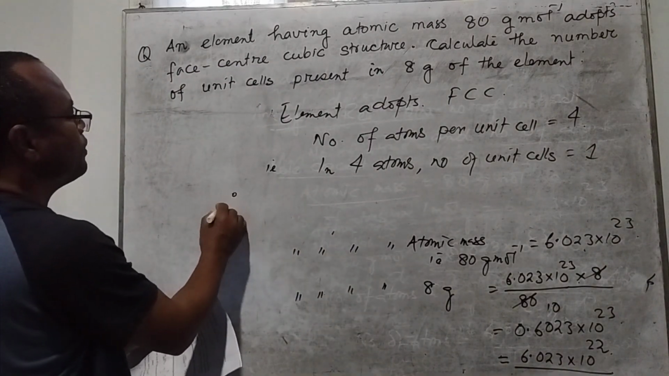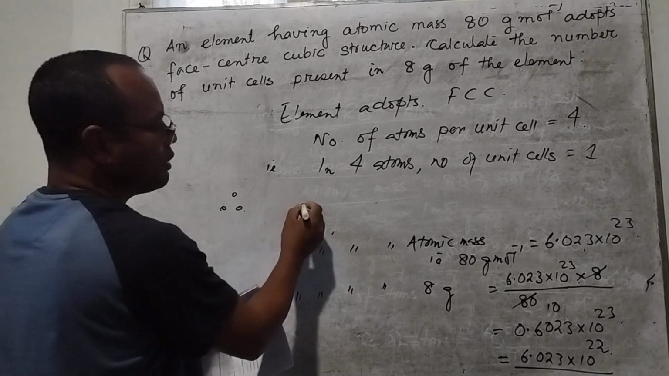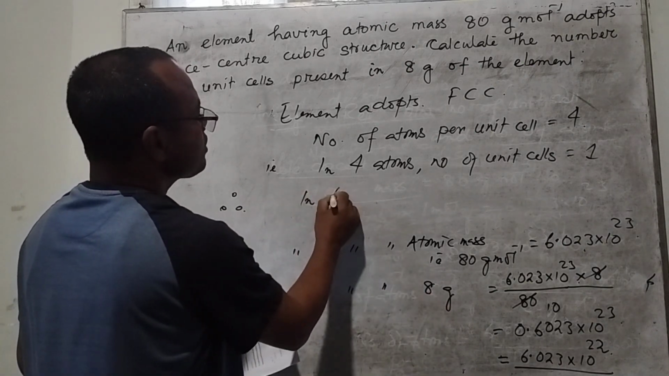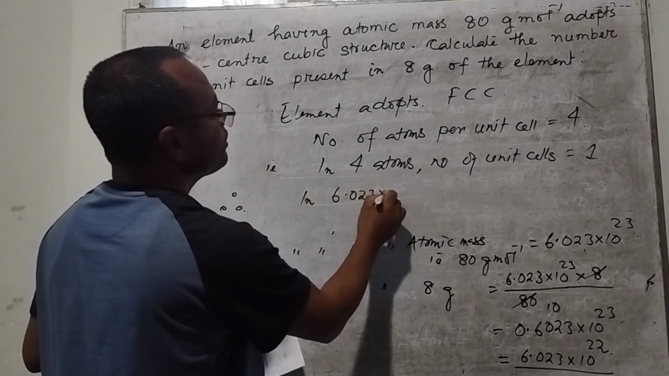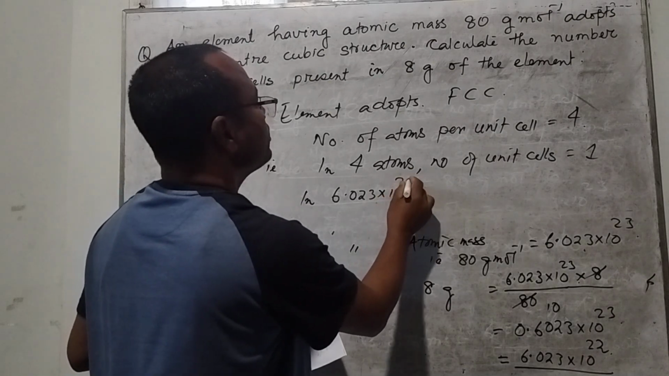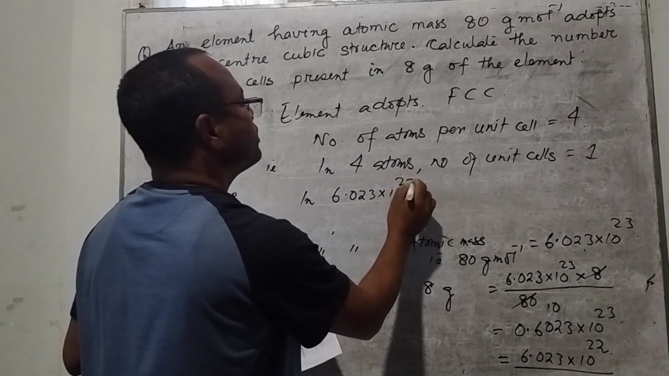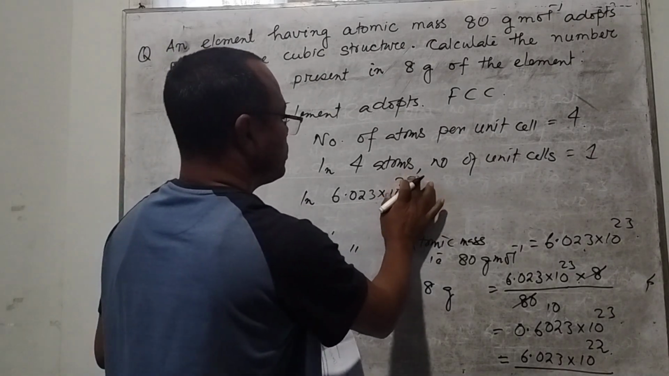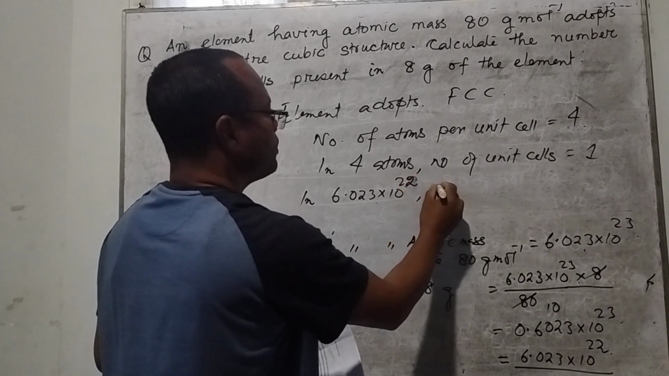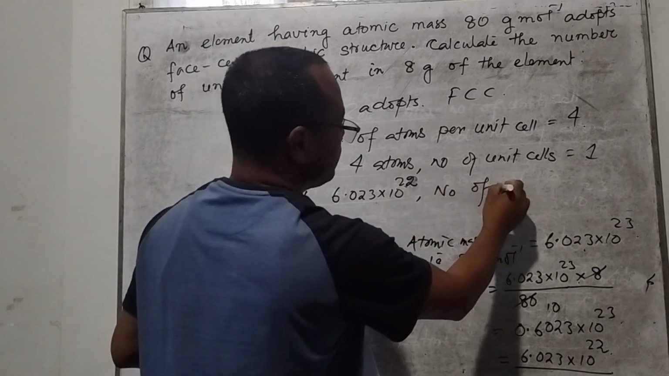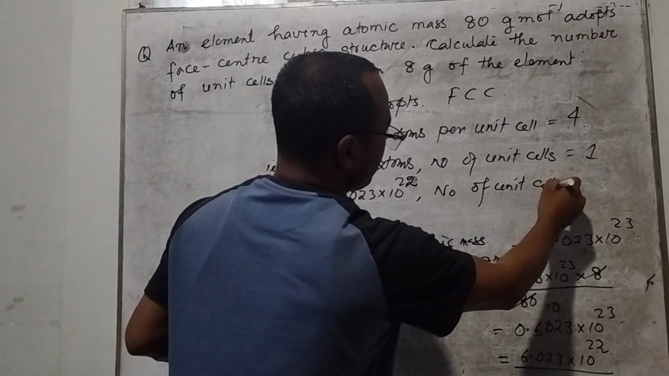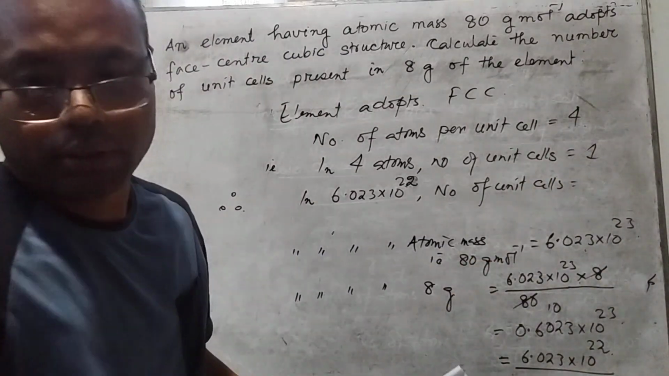So therefore, what is the answer here? 6.023 into 10 to the power 23, so that's 22, it should be 22. So the number of unit cells, how many should there be?